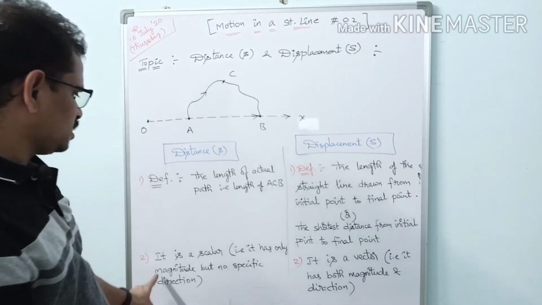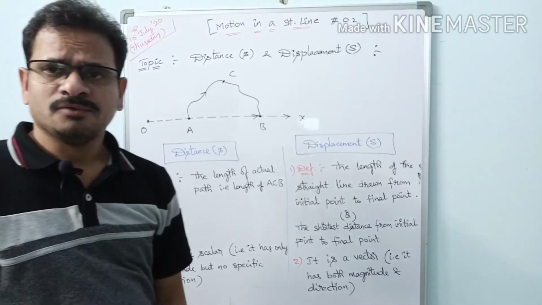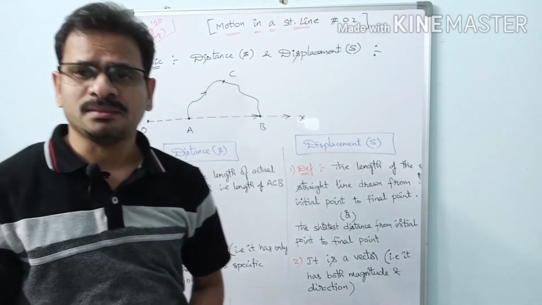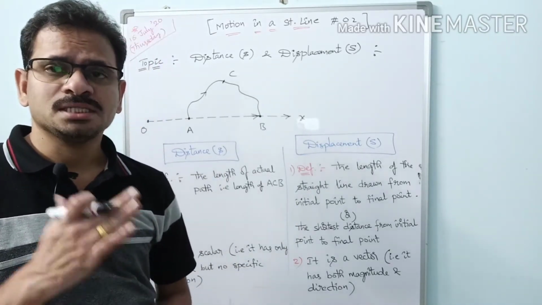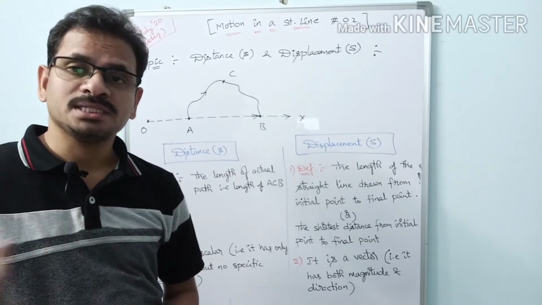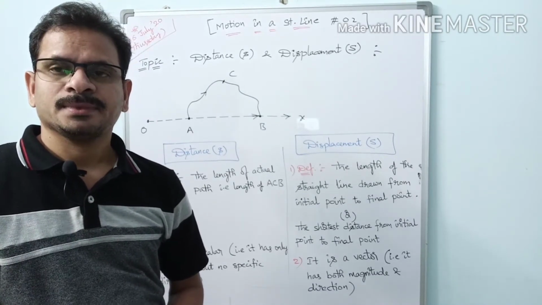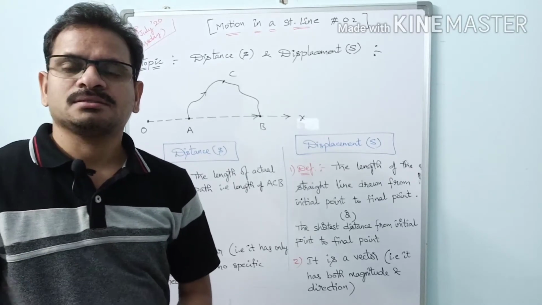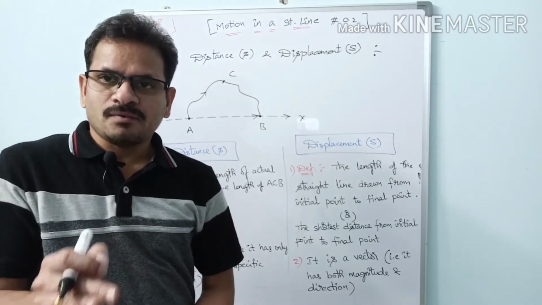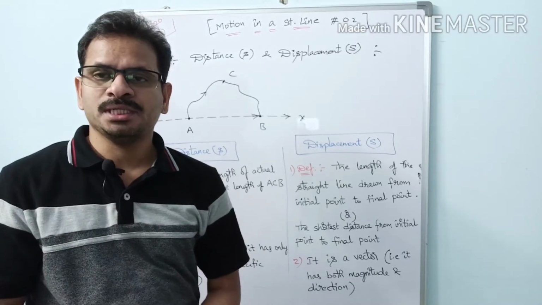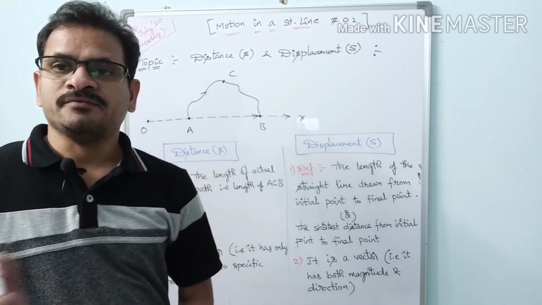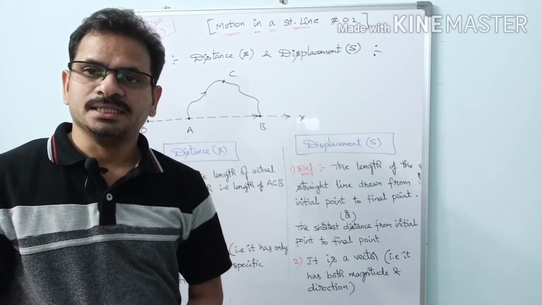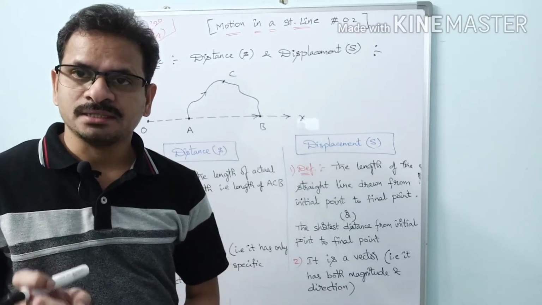Okay, then while dealing with any physical quantities, how many types of physical quantities are there? Basically there are two types: one is scalar, the other is vector. One more is there, tensor. But basically there are two physical quantities, scalar and vector. So what is a scalar? A physical quantity which has only magnitude is known as a scalar quantity, whereas a physical quantity which has both magnitude as well as direction is called a vector quantity.